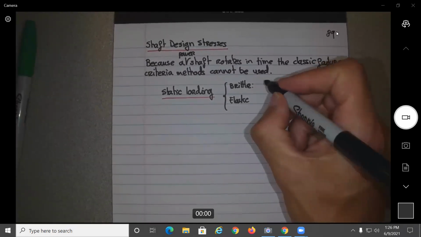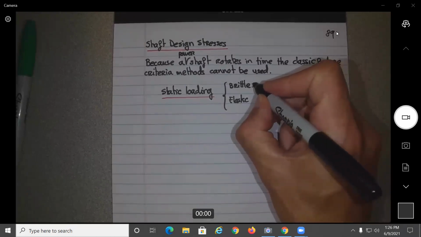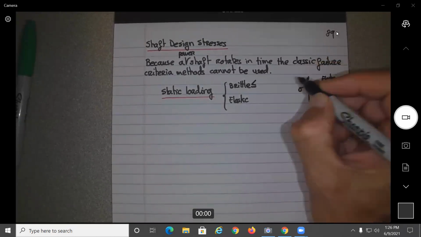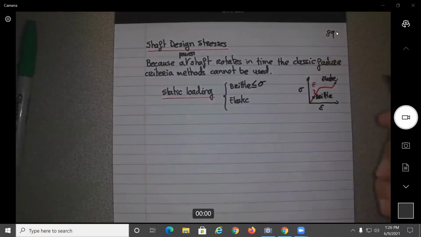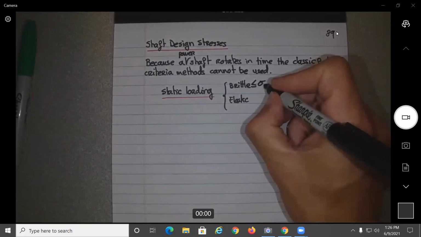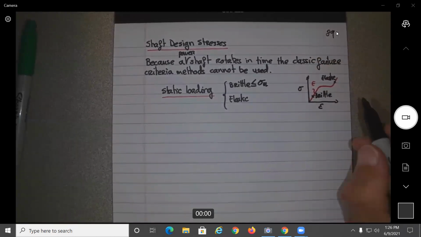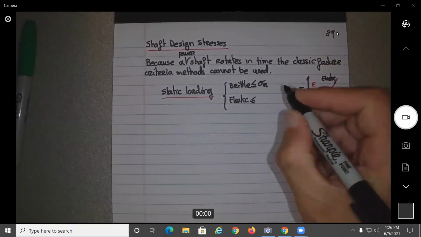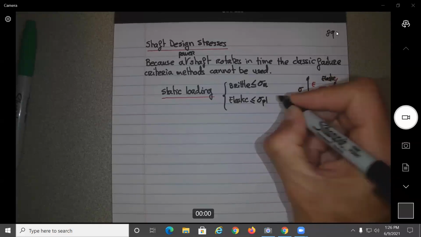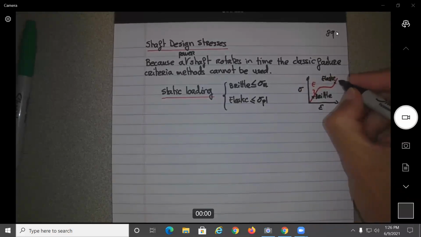Okay, so the brittle material will break, so failure at lower or equal than sigma elastic, that will be this value here. And this one will be lower or equal to sigma plastic, that will be this one here.